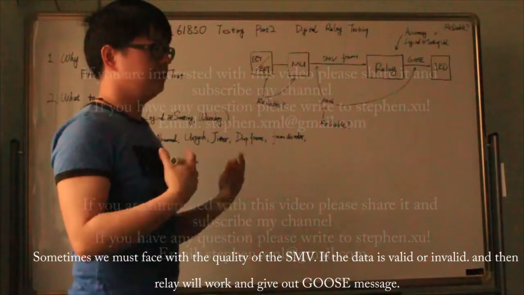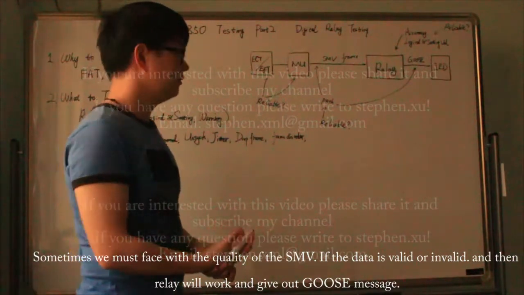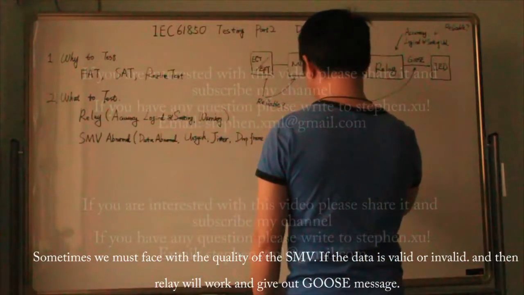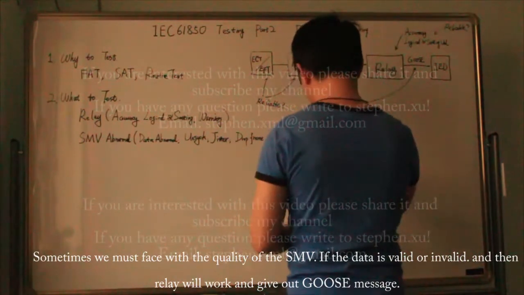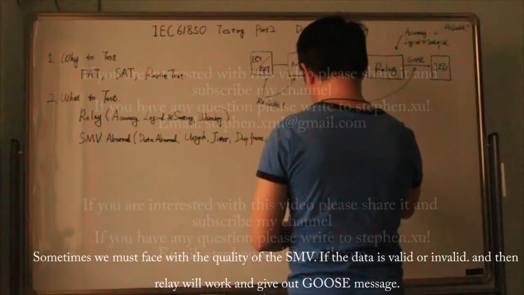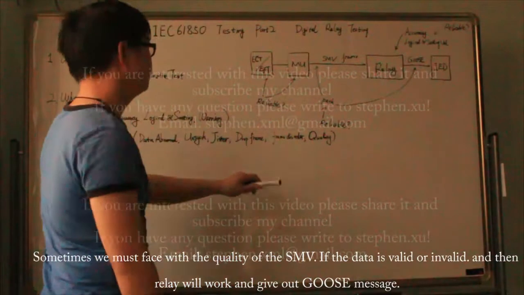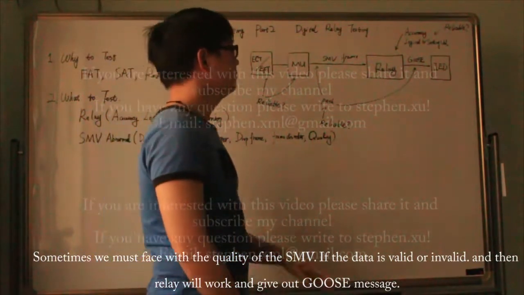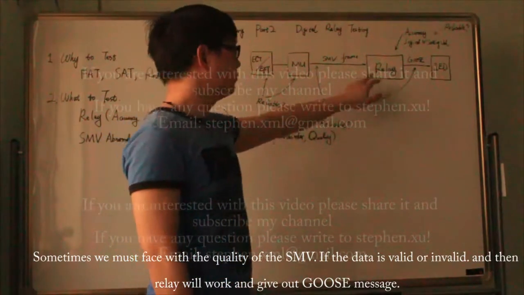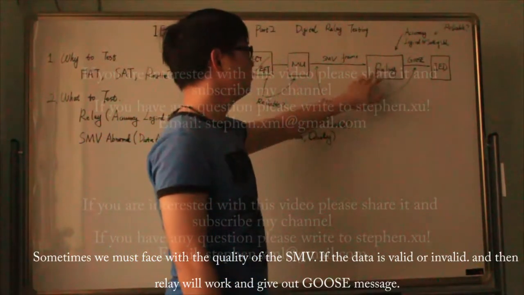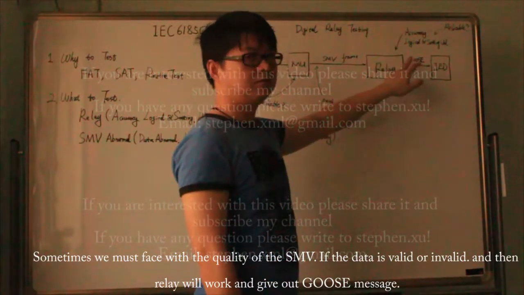If the data is valid or invalid. It's for SMV abnormal. And then relay will work and it gives out the GOOSE message.